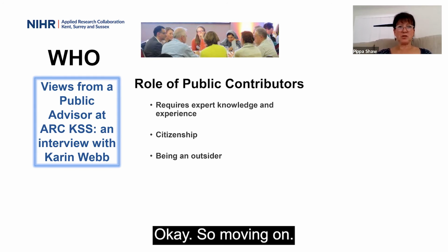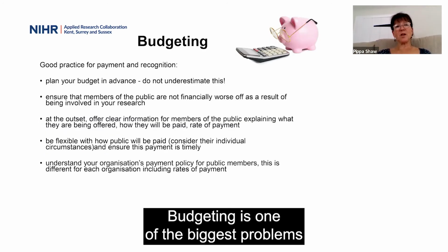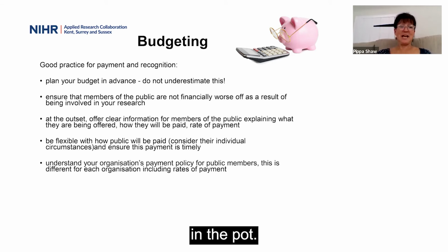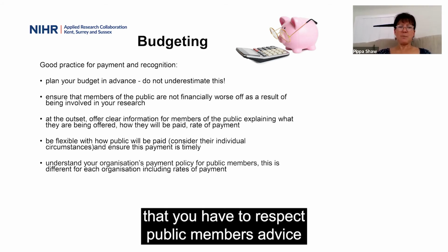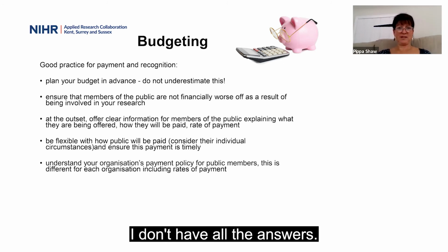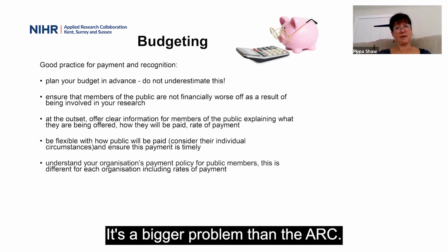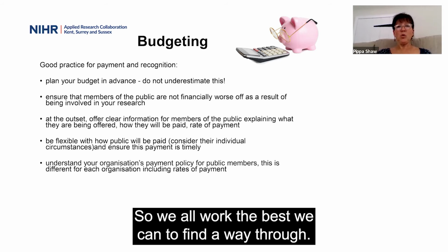Okay, so moving on. One of the biggest things I get asked a lot about is budgeting, which is one of the biggest problems that people face because there's never enough money in the pot. On the one hand, you're being told that you have to respect public members' advice and experience and pay them. And on the other hand, you're saying, well, where do I find the money? And do you know what? I don't have all the answers. This is a bigger problem than mine. It's a bigger problem than the ARC. It's a bigger problem than the NIHR. So we all work the best we can to find a way through.